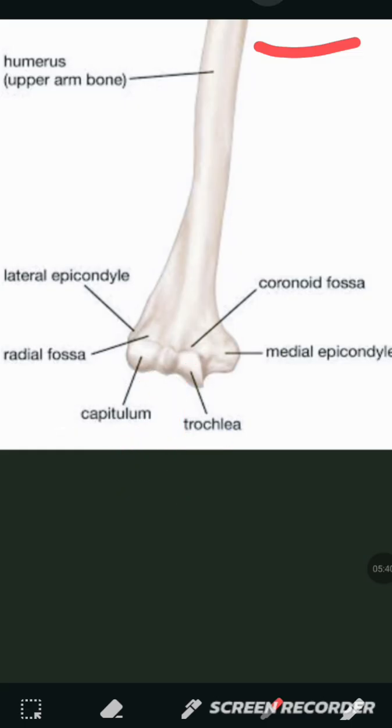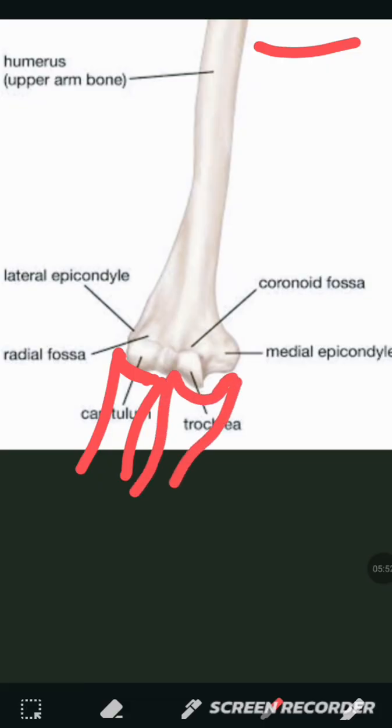Here the capitulum forms part of the elbow joint with the head of the radius bone, and here the trochlea forms part of the elbow joint with the trochlear notch of the ulna bone. So this was all about the articulating surfaces.